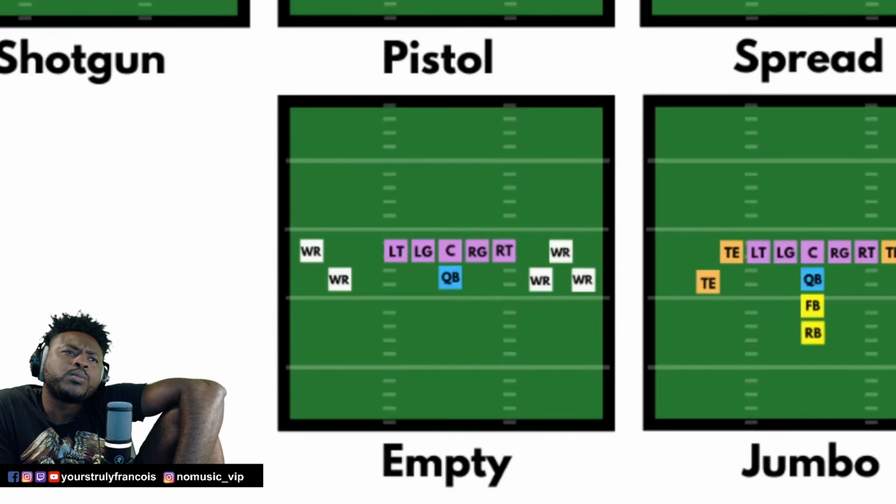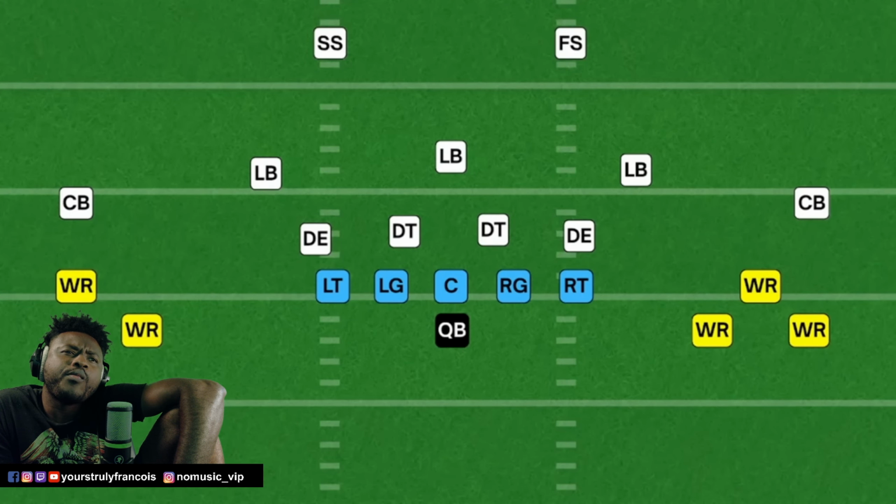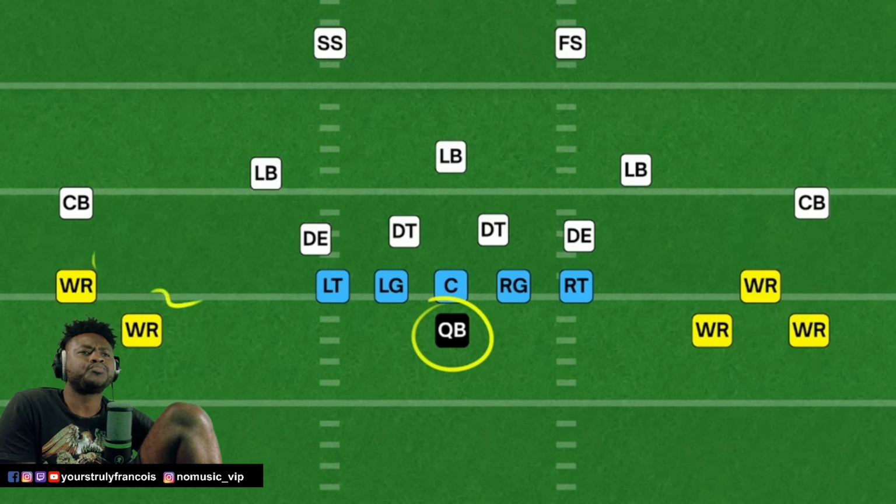Empty backfield. Take every running back off the field and replace them with receivers. The quarterback stands alone in the backfield with 5 receivers.